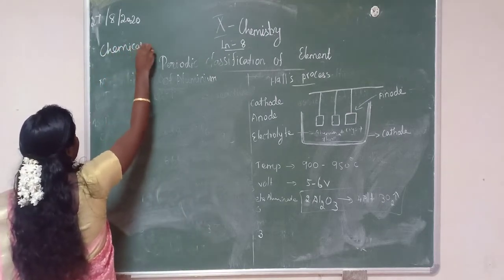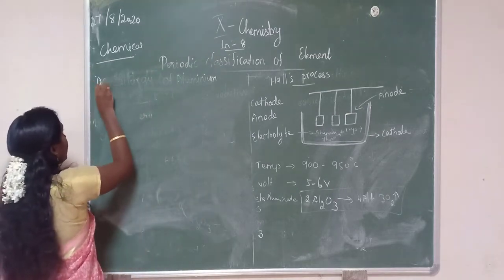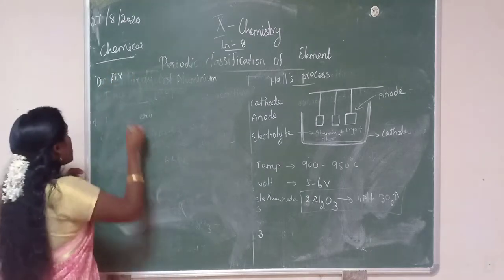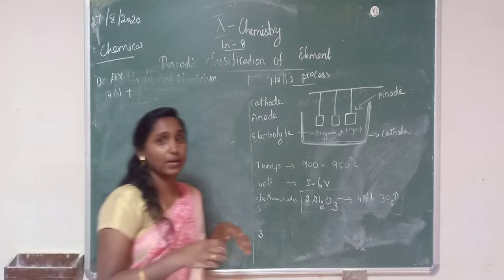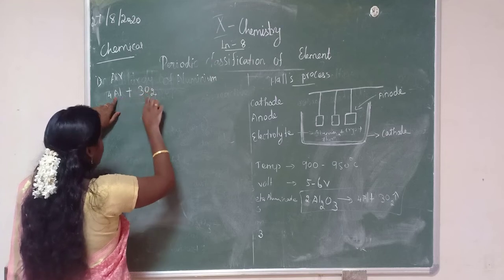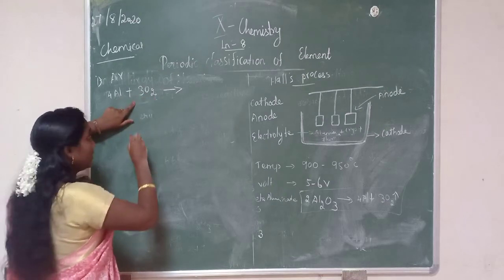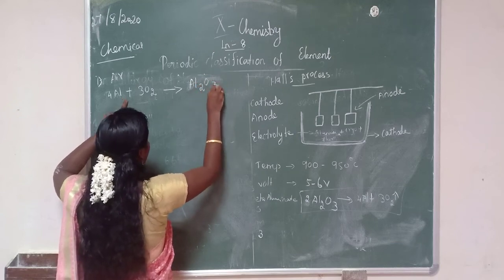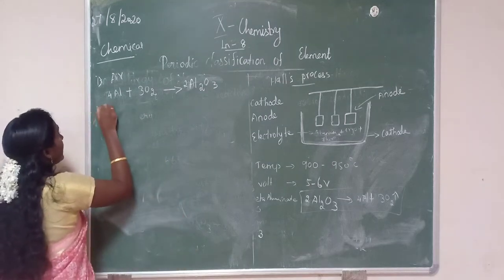Chemical properties of aluminium. First property, aluminium reacts with air. Air contains a mixture of gases, so we can take oxygen gas. When aluminium reacts with oxygen gas, it will form aluminium oxide, Al2O3.